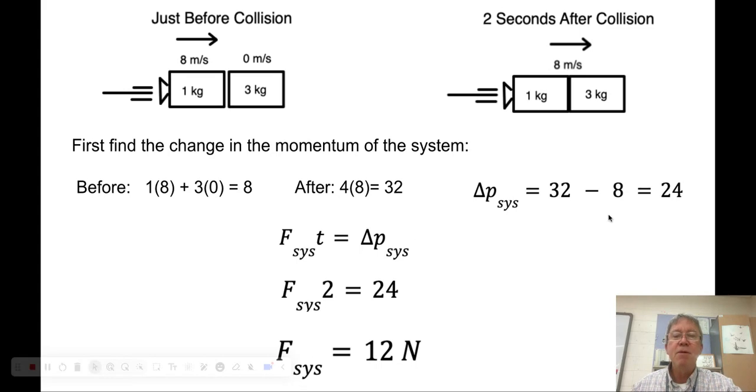Then I'm going to substitute this value in for the change in momentum of the system. I want to solve for the force on the system, and I know the amount of time was 2 seconds, so the net force acting on the system was 12 newtons. It wasn't very hard. Now, this force could be friction, it could be an applied force, as in this case, or it could be a gravitational force. It doesn't matter. This works no matter what. It's super easy. So thanks for watching, and I hope this helps.